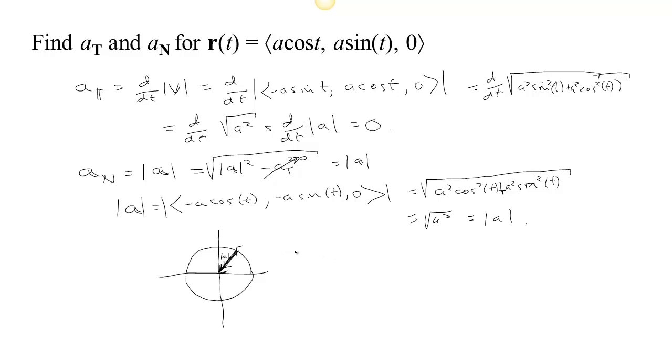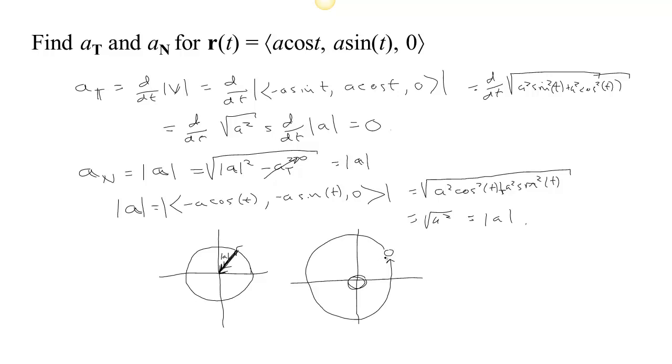So with circular motion, all of the acceleration is normal. All of the acceleration is just turning you as you move around the curve. This is the case with the moon, right? We have the Earth, and the moon goes around the Earth in a very nearly circular orbit.